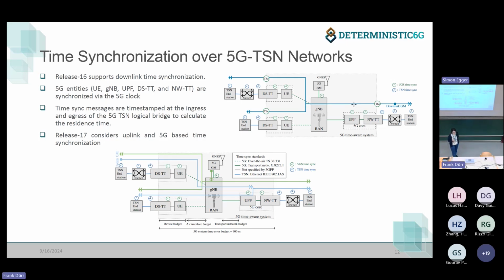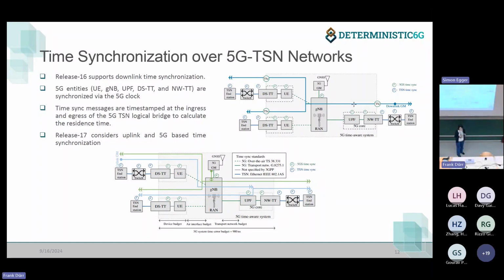Only the 5G system would have this budget as a bridge. That's the maximum that's allowed.